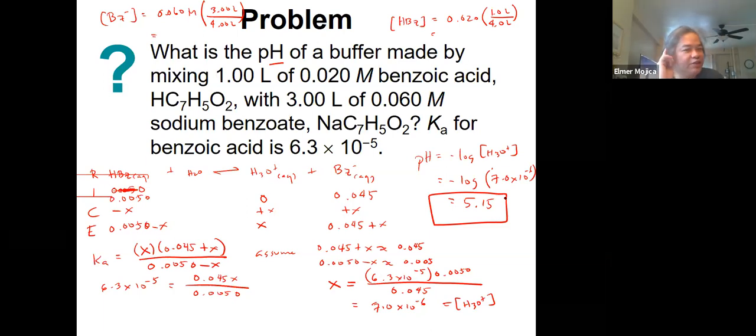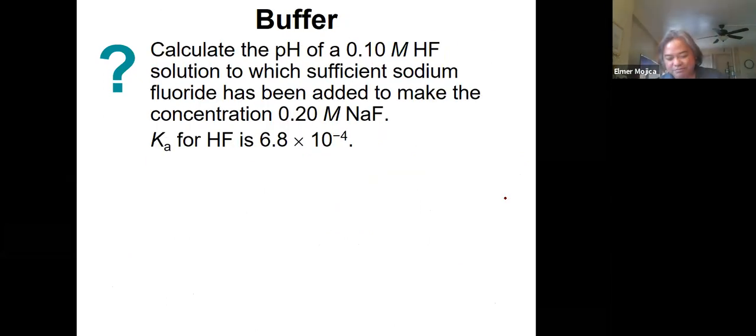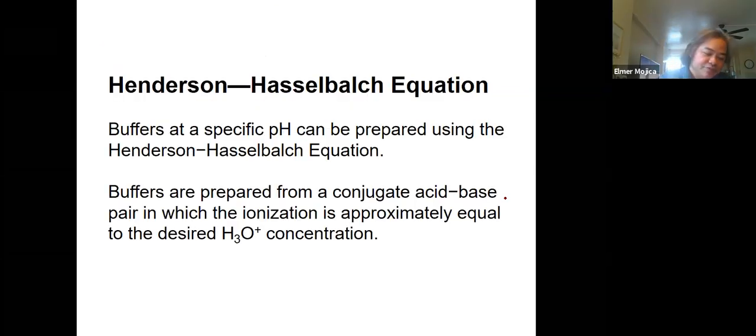Now, this is the long way. There is a shortcut in solving this problem. Okay? And we have another problem that we have here, but I'm not going to use this to solve the long way. I'm going to use now the shortcut in solving problems that we have what we call buffer system. Okay? So this is using the Henderson-Hasselbalch equation. So buffers of specific pH can be prepared using the Henderson-Hasselbalch equation.